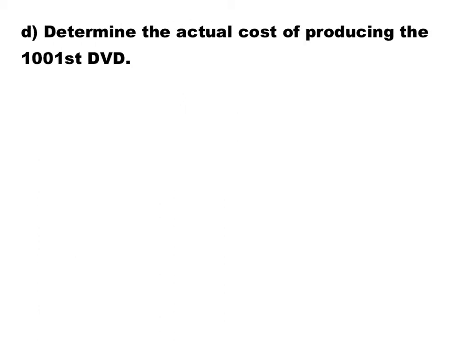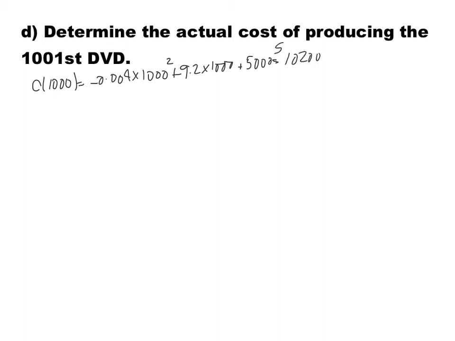The next question says, determine the actual cost of producing the 1001st DVD. What we have to do is find the cost for 1000 DVDs and 1001 DVDs, and the difference is that 1001st DVD. So the cost for 1000 DVDs, using the previous equation, is negative 0.004 times 1000 squared plus 9.2 times 1000 plus 5000, which is going to be 10,200 exactly.